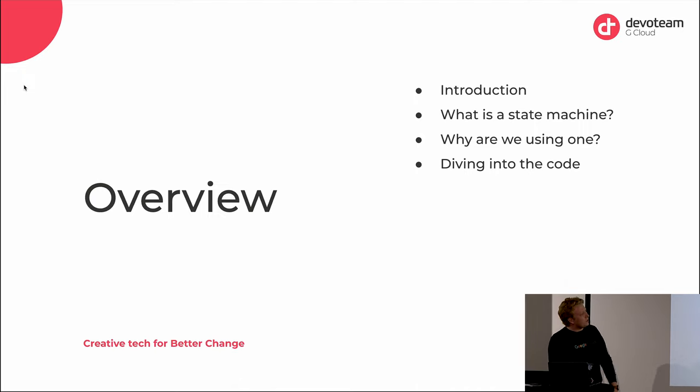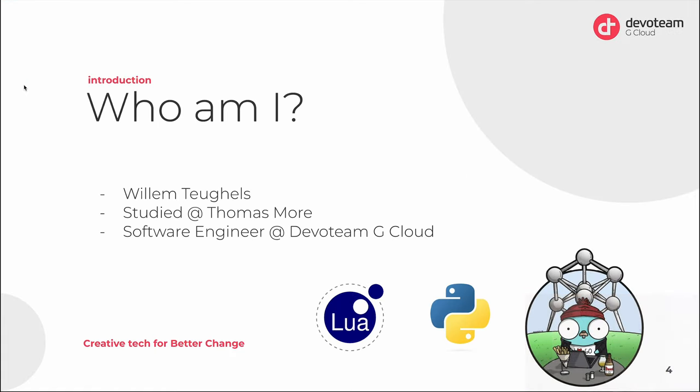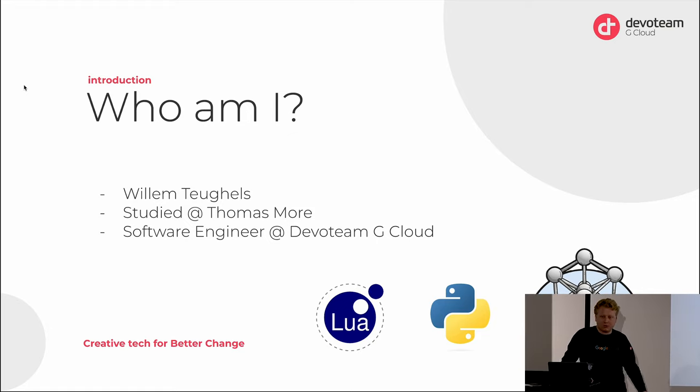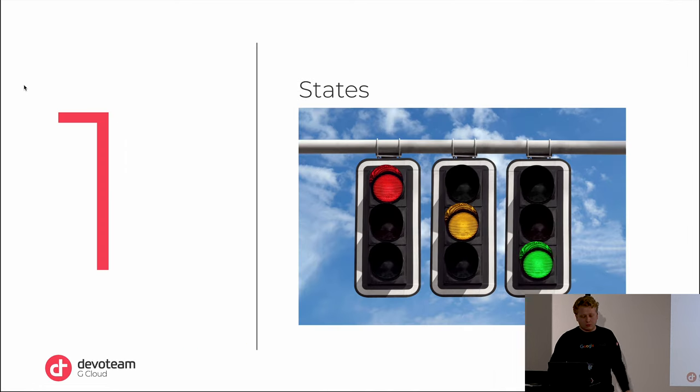So what are we going to see? What is a state machine? Why are we using one, and diving into the code? But let me warn you, it might sound a bit hard sometimes, but at the end of the day, it's quite easy to just write it. So let's start. I should have used that slide maybe. So, Willem Teughels, I studied at Thomas More, and I'm a software engineer at DevTeam G Cloud.